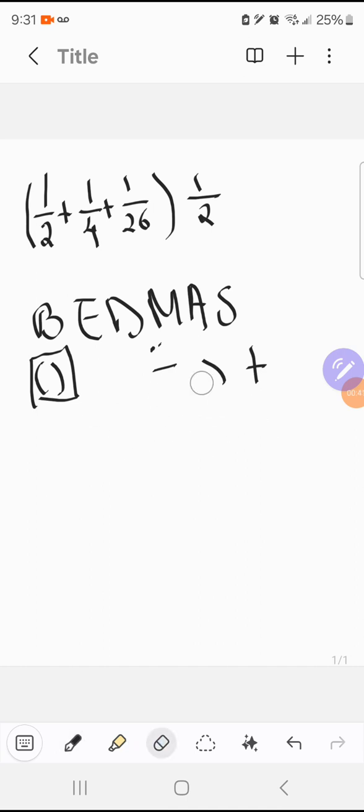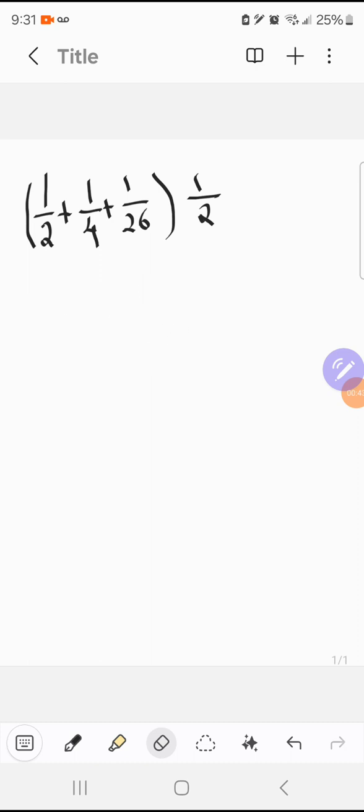Alright, so now that you guys know the basics, let's get into the actual part, shall we? So, the first letter of BEDMAS is B, for bracket. Fortunately for us, we do in fact have brackets right over here. These things. In order to solve what's in the brackets, we need to first of all look at our denominators. 2, 4, and 26. We need to find a common denominator.